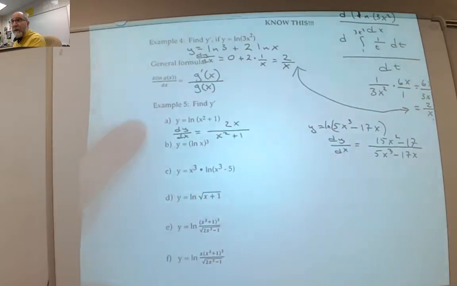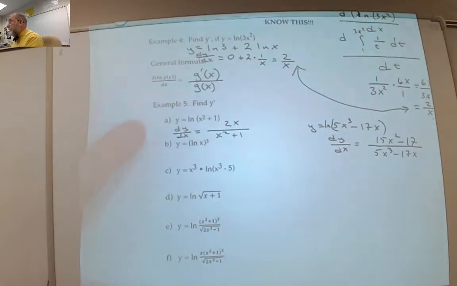Does that make sense to everybody? It's not the power rule, is it? It's something different. The function within the ln goes in the denominator. The derivative of that goes on top.